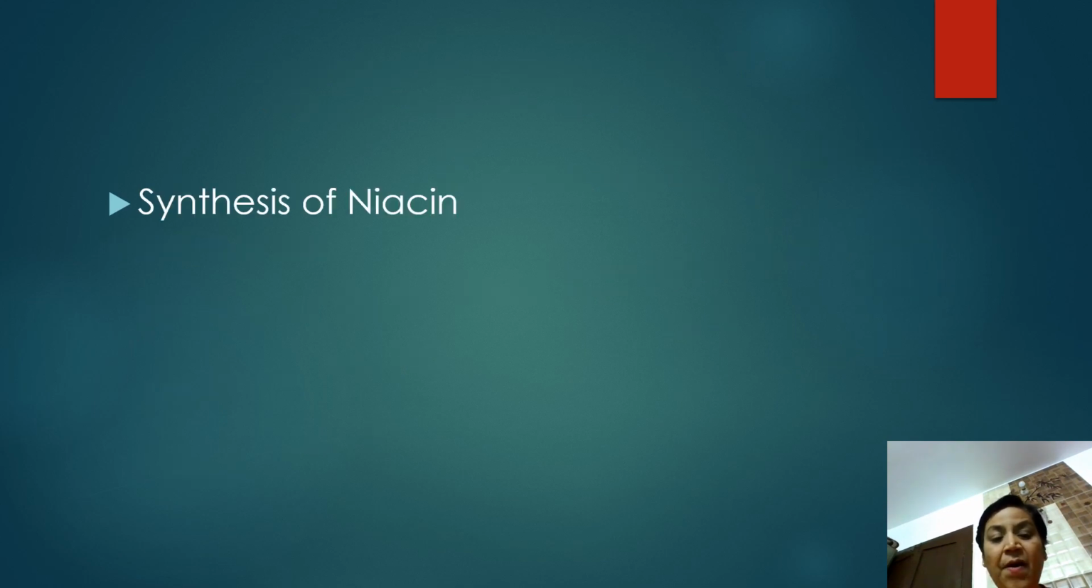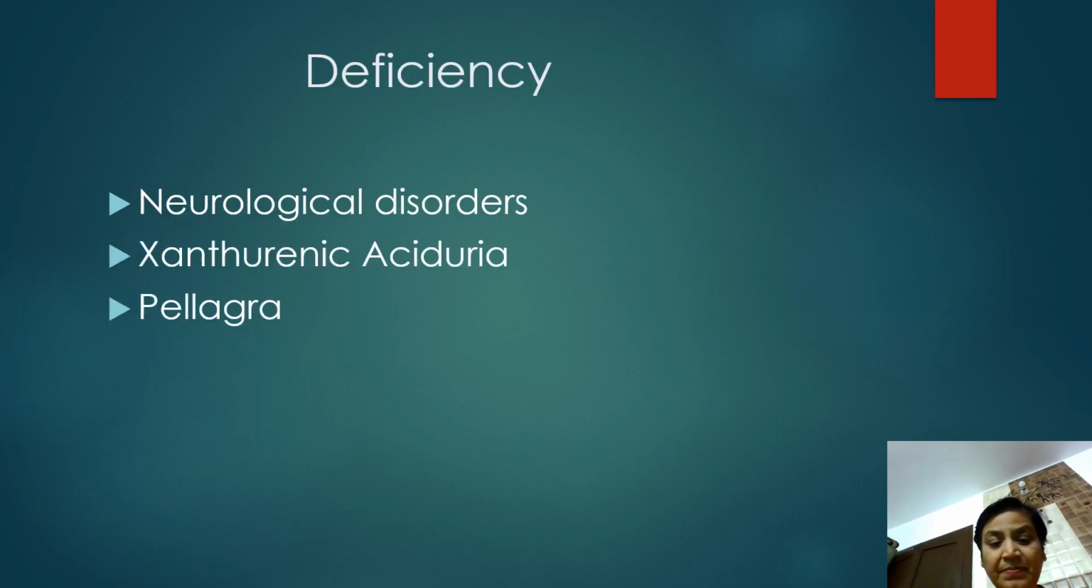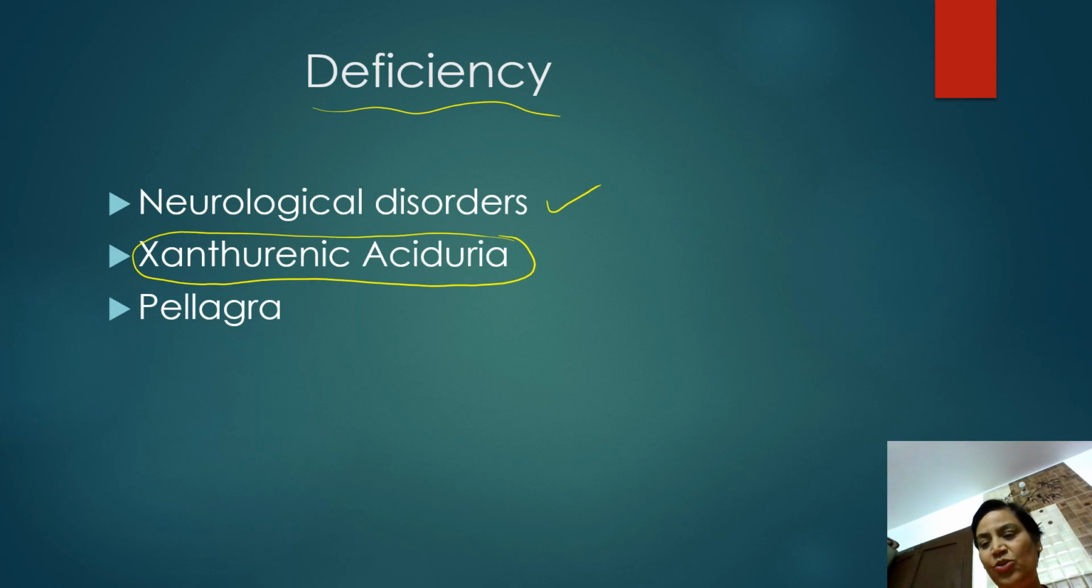Then synthesis of lysine, in this it is required. And deficiency leads to what? Different neurological disorders, and this is a very important one: xanthurenic aciduria.